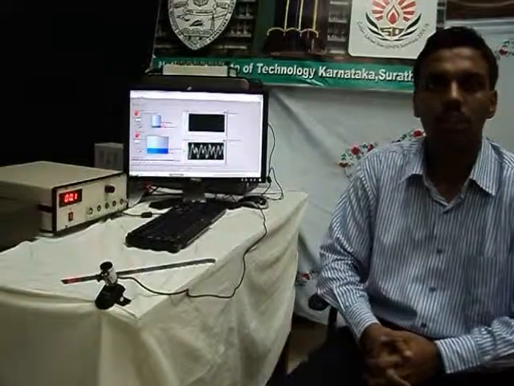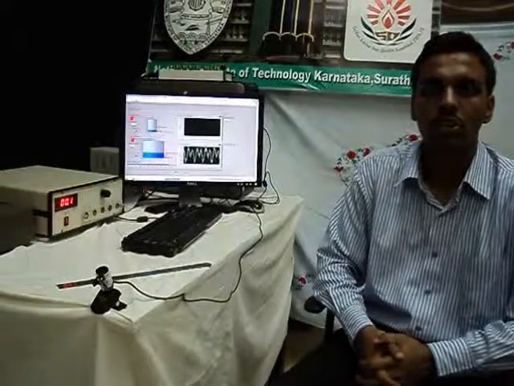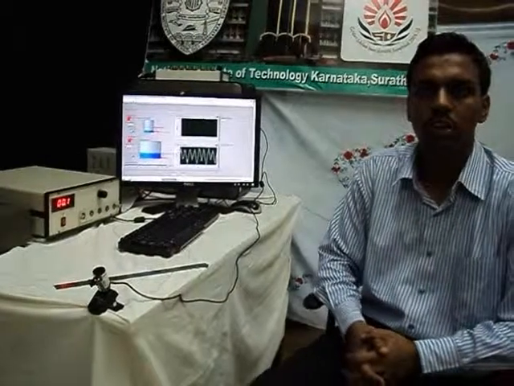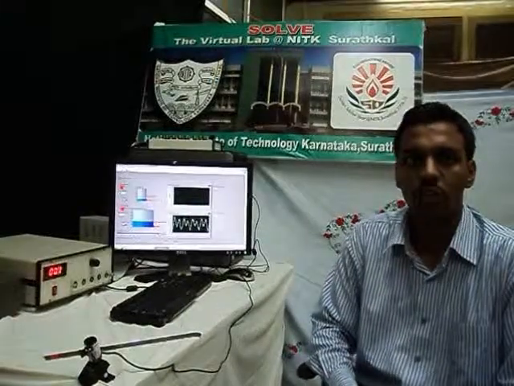This way we can conduct different experiments in one setup, and we can connect these experiments to the remote internet for online conduction of the experiment.